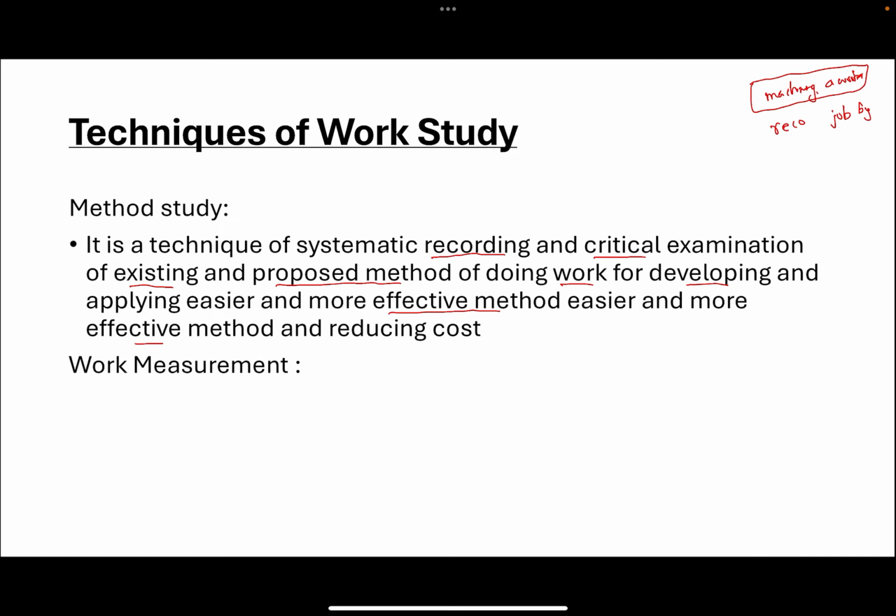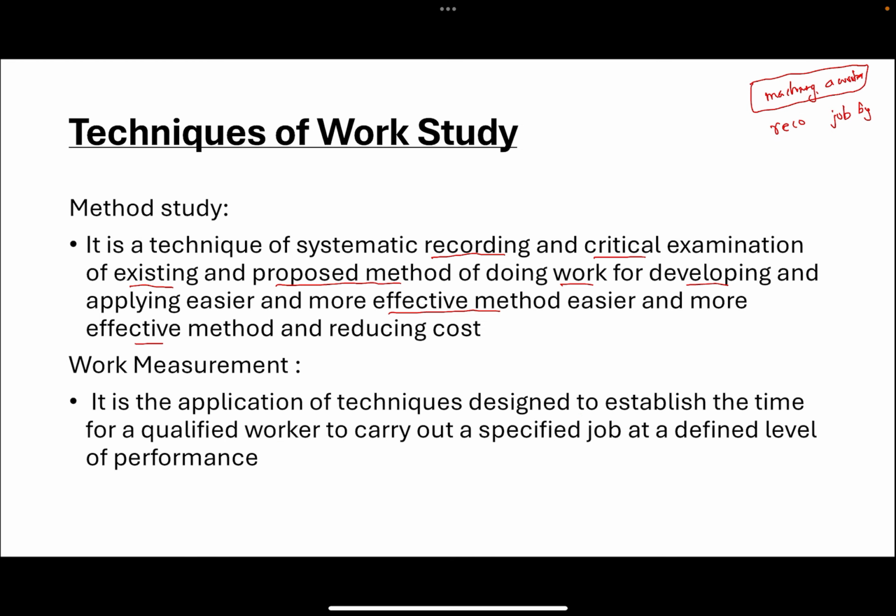The second technique of work study is work measurement. Work measurement is the application of techniques designed to establish the time for a qualified worker to carry out a specified job at a defined level of performance. That means through method study, we have established a method to do a job, and then we will measure the time taken by a qualified worker to do that job using this method. That is work measurement, and we will calculate that time. So these are the two parts of work study.